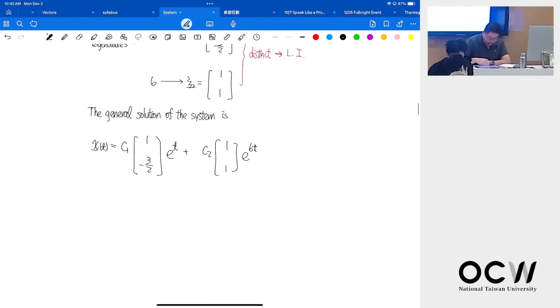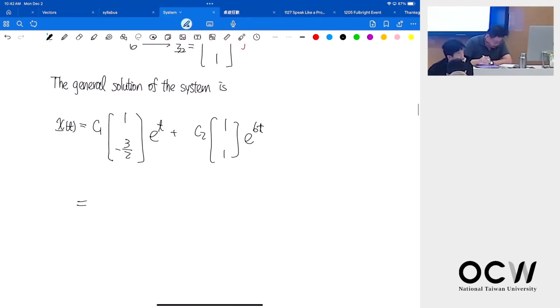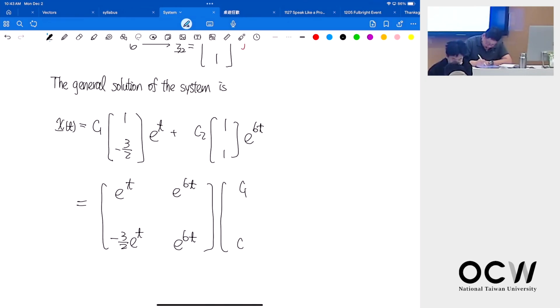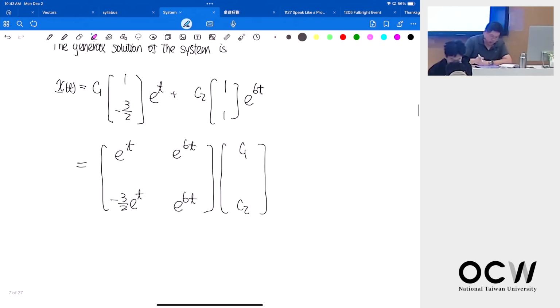So your general solution is, we can have a fundamental matrix: e to the t, minus 3 over 2 e to the t, e to the 6t, e to the 6t, times C1, C2. And this is your fundamental matrix, omega.